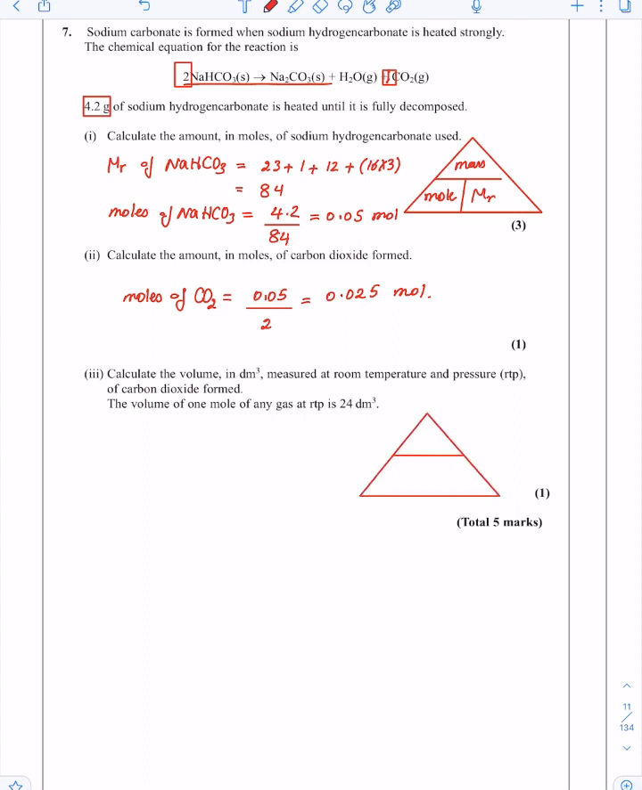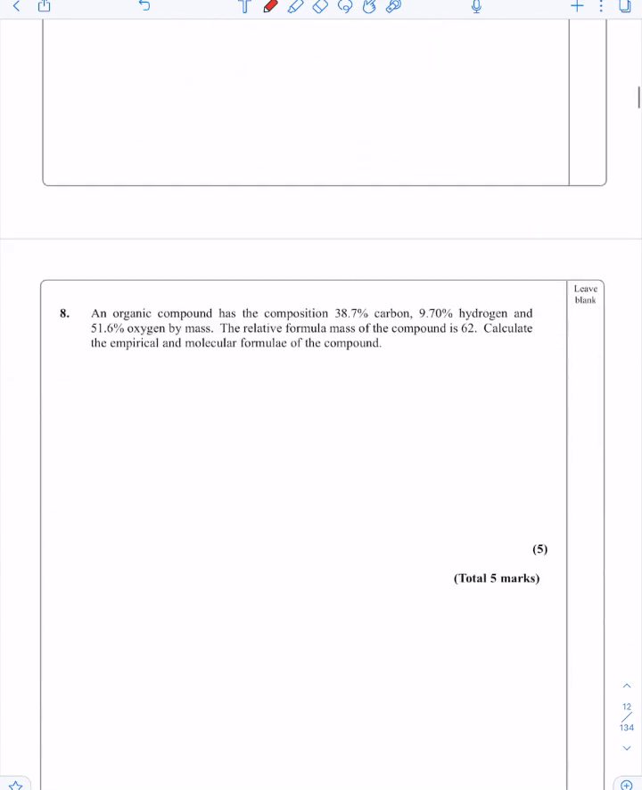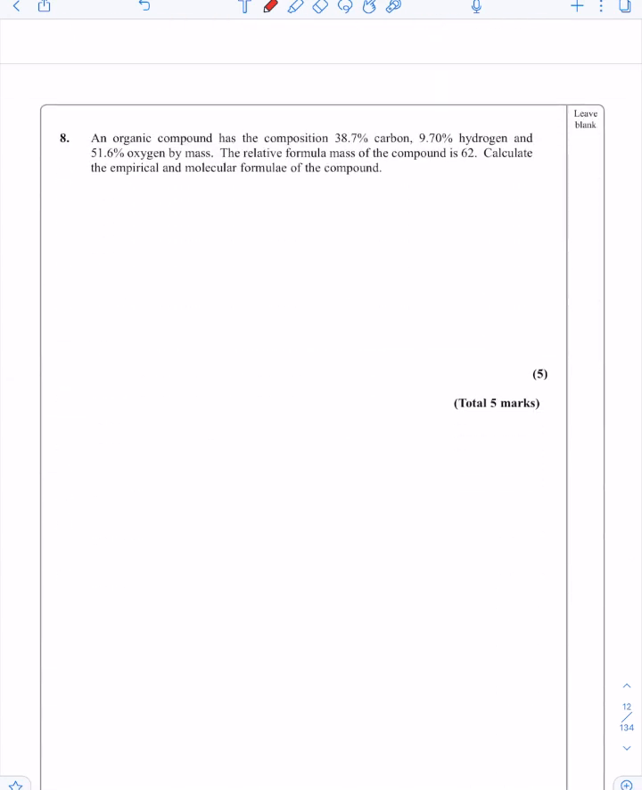Question triple I. Calculate the volume in cubic decimeter, measured at room temperature and pressure (RTP), of carbon dioxide formed, given that the volume of 1 mole of any gas at RTP is equal to 24 cubic decimeter. The law says moles is equal to volume over 24. So the volume of carbon dioxide gas measured at room temperature and pressure is equal to the moles we found, 0.025, times 24. This gives us 0.6 cubic decimeter. That's question 7.